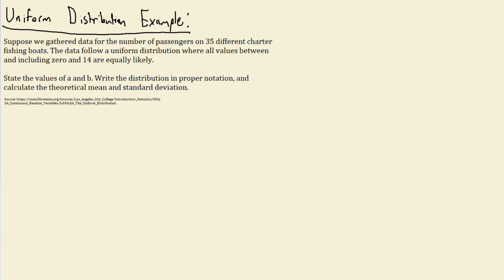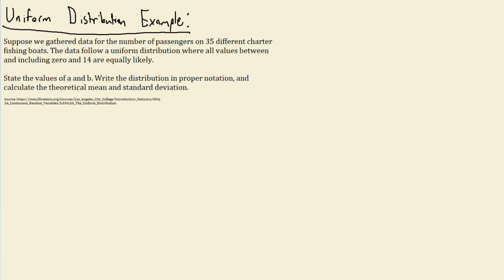So the reason this isn't actually a uniform distribution is because this is actually discrete data. You can't have a fraction of a person. And so when they say all the values between 0 and 14 are equally likely, that's not actually true. It's all of the integers between 0 and 14 that are equally likely. But we're going to assume that this could be represented continuously, and that you could have a fraction of a person, just for the sake of practice.